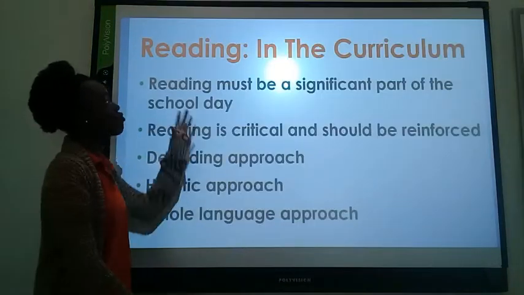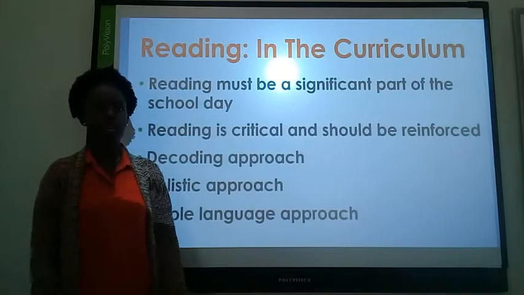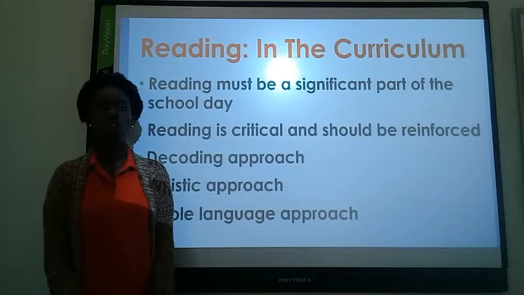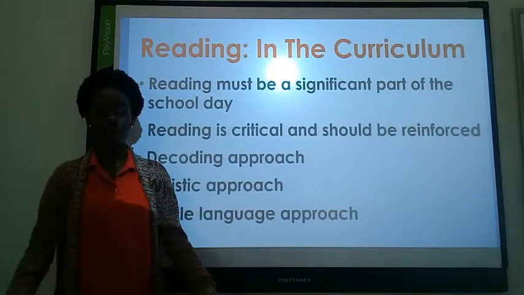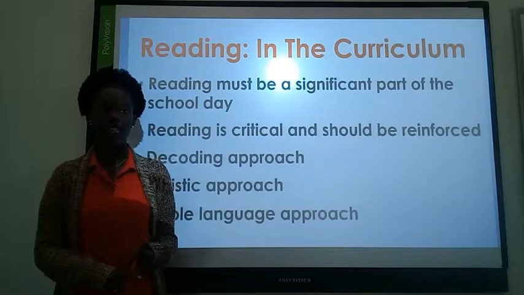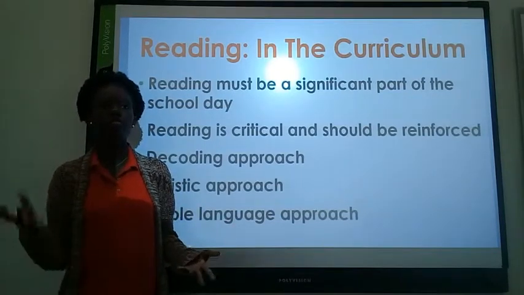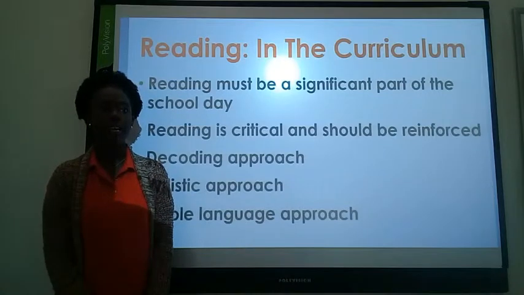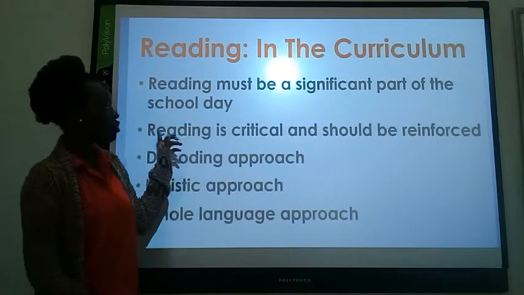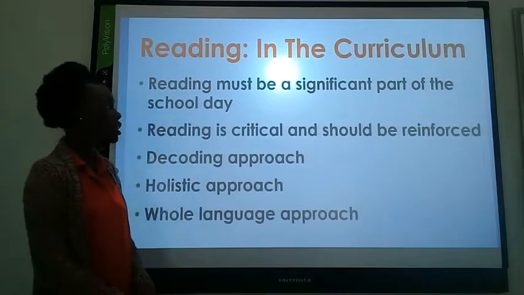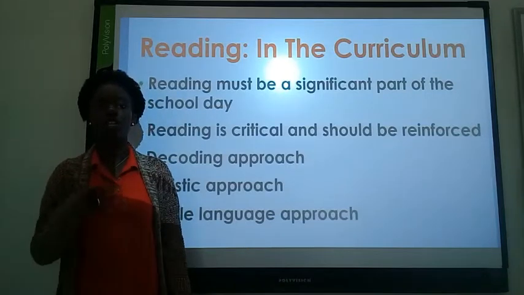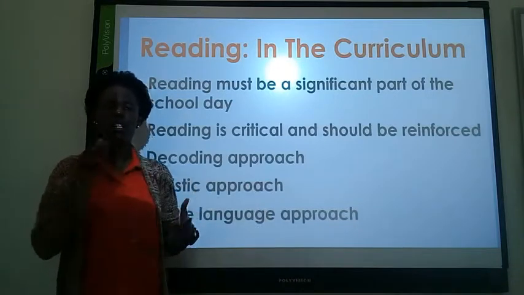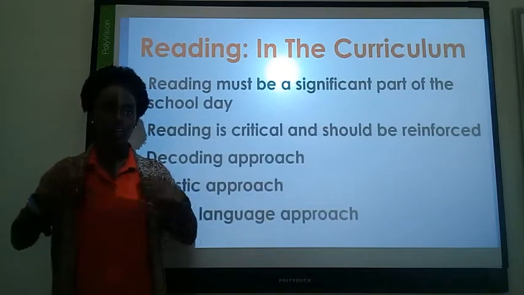Okay, so now reading in the curriculum. Teachers have to find ways to integrate reading and instruction in all areas of the curriculum. For example, if you're teaching math, science, social studies or religion, you have to find the best way to get reading inside there. Reading, as already stated, is critical and should be reinforced. That's why you should use reading tactics, no matter which subject you're teaching.